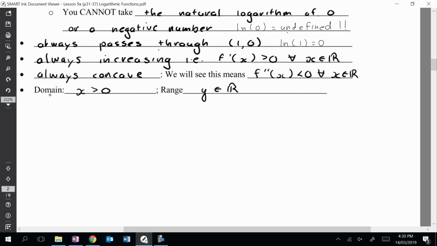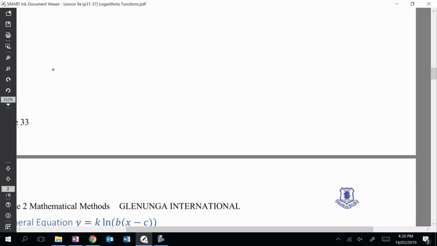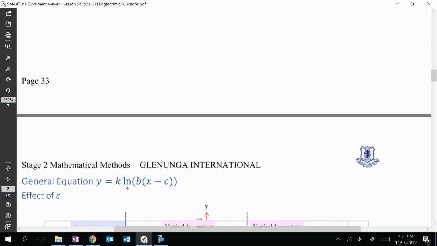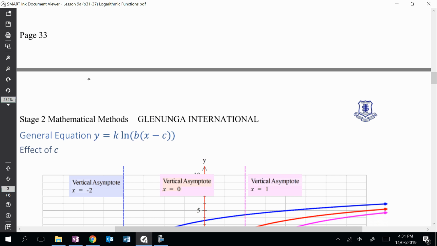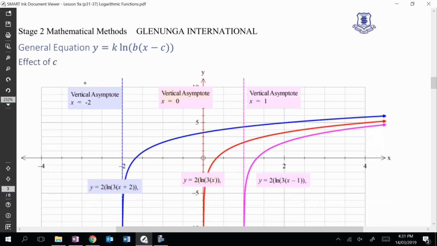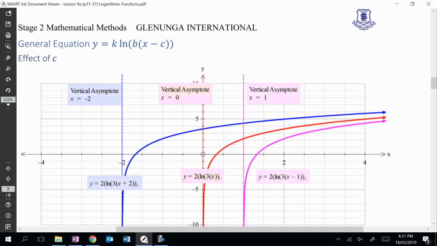Okay, so we want to think about, well, if we take a general form of our function, y equals k ln(bx − c), what does each of these do? So what does k, what does b, and what does c do to change the graph? And so if we start by looking at c, you'll notice that I've kept k and b exactly the same. So k in all these cases is 2 and b is 3. But here I've gone x − 1, x − 0, so just the standard x, and then x + 2.